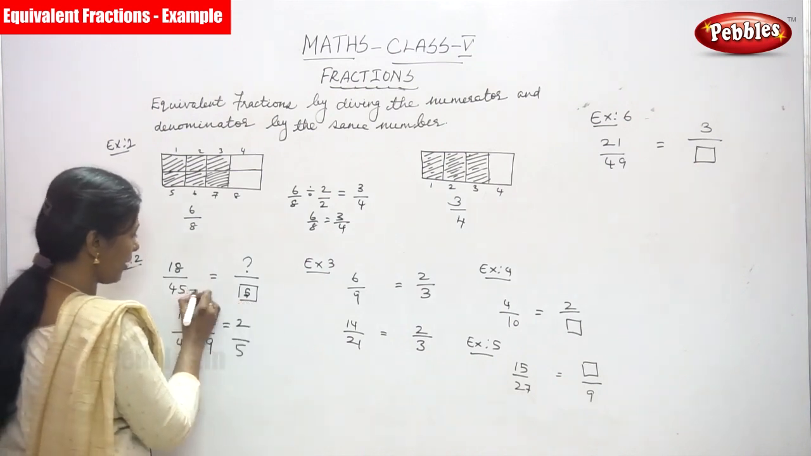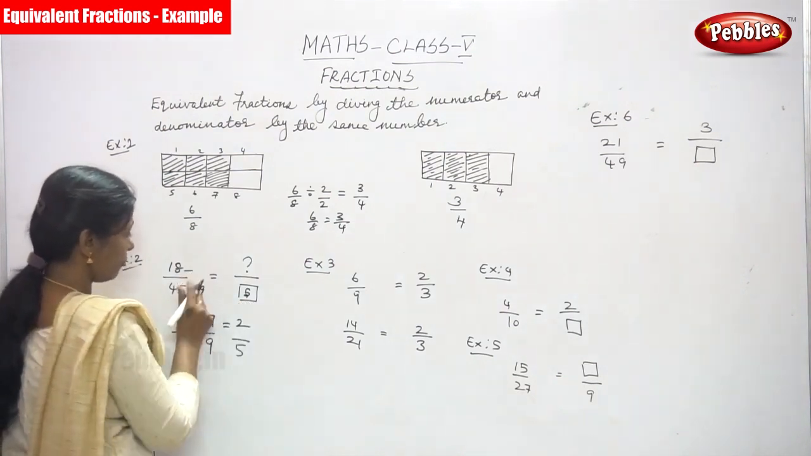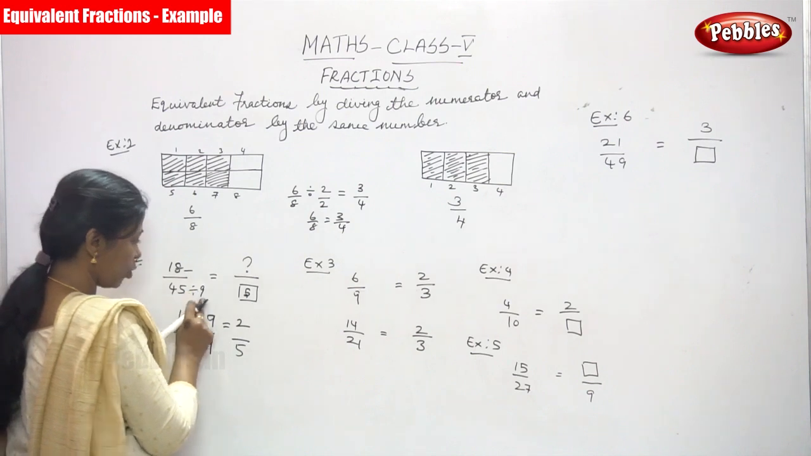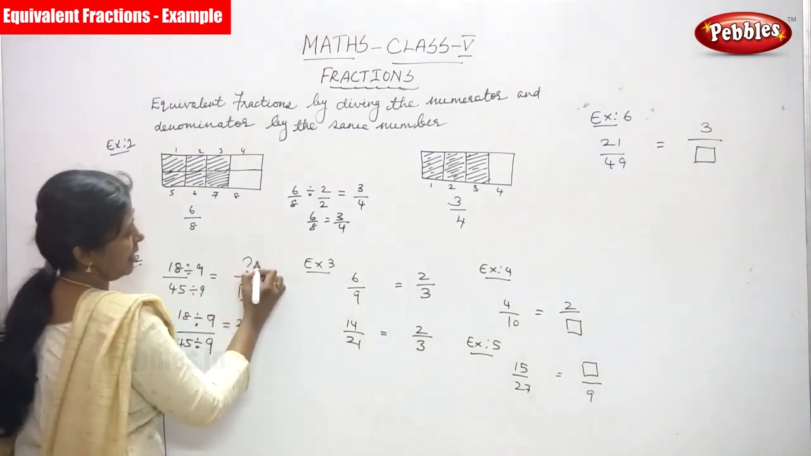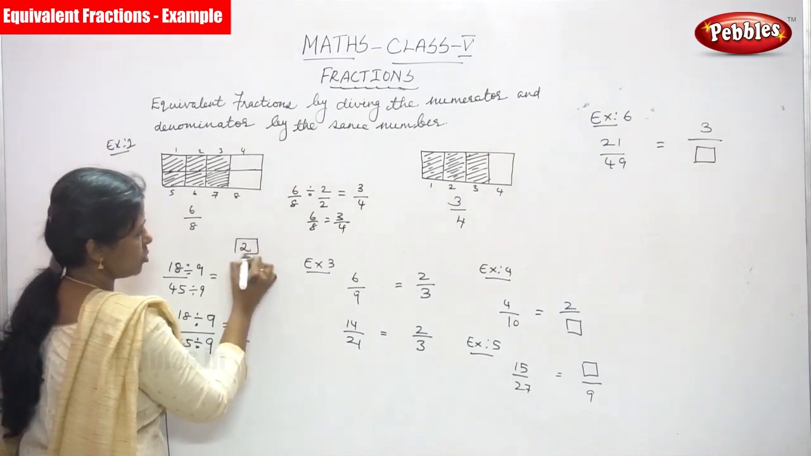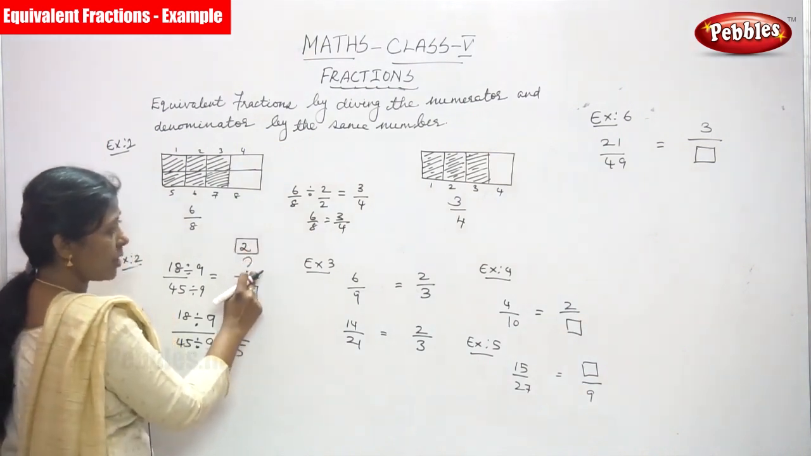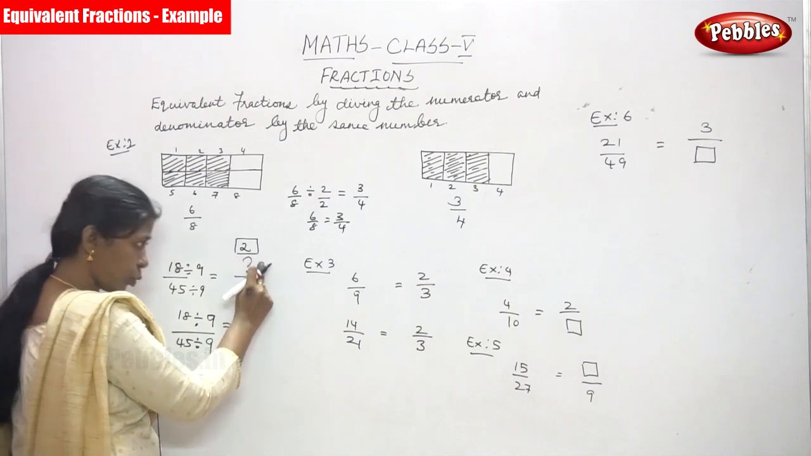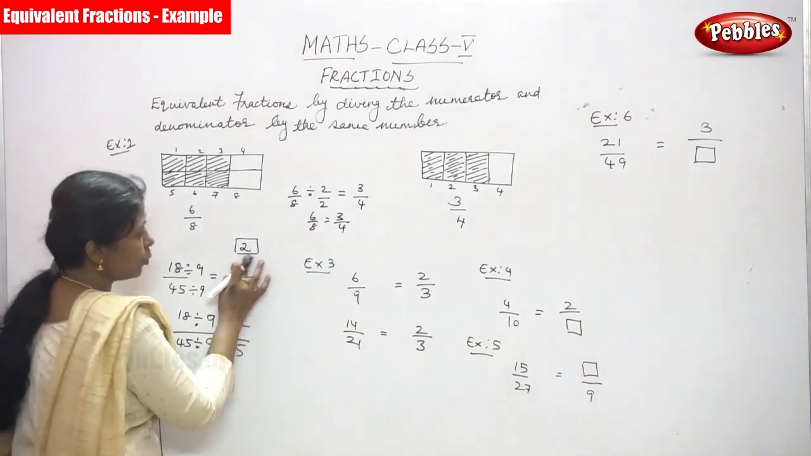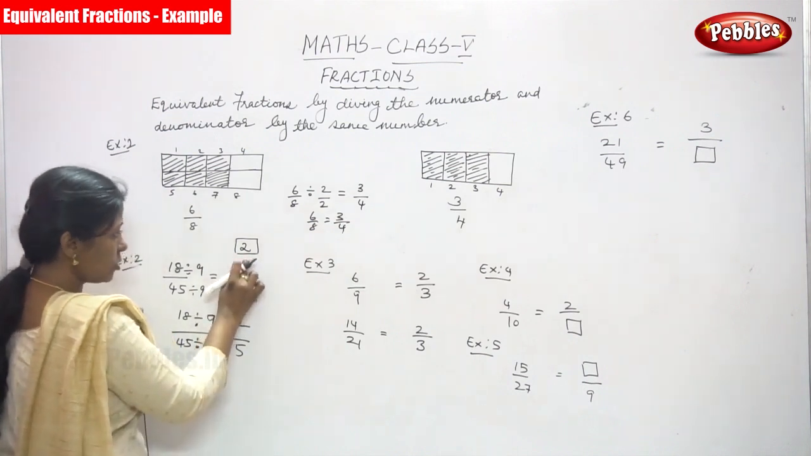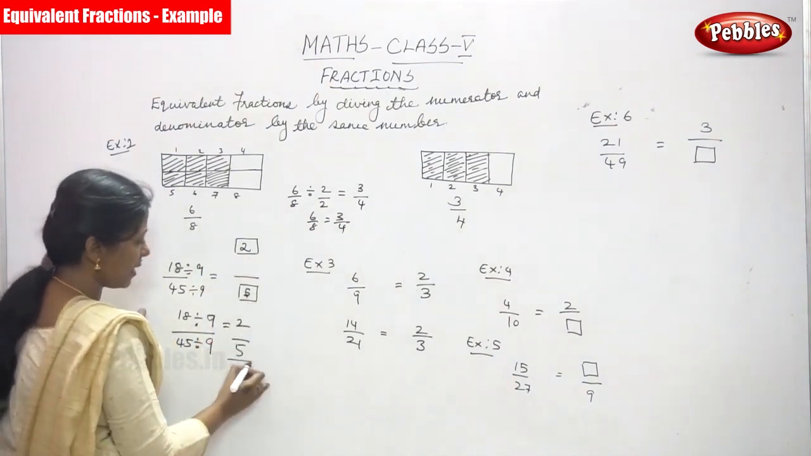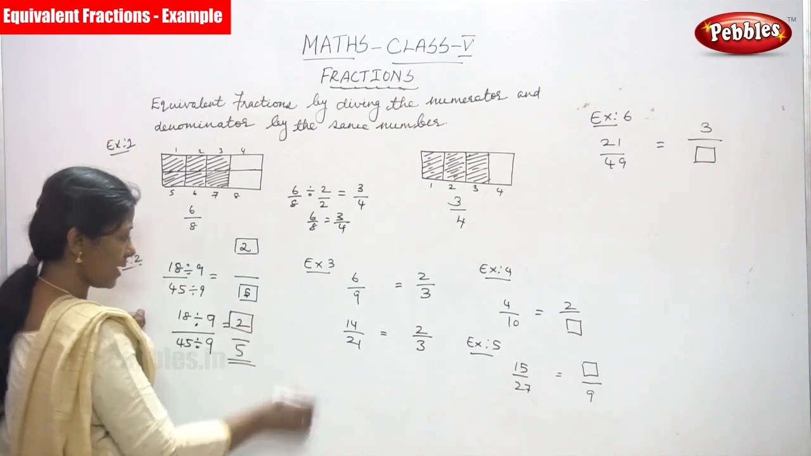So you have to divide only by 9. If I divide the denominator by 9, I have to divide the numerator also by 9. So the answer in that particular place is 2. In this box I have to put 2. So 2 by 5 is the answer.